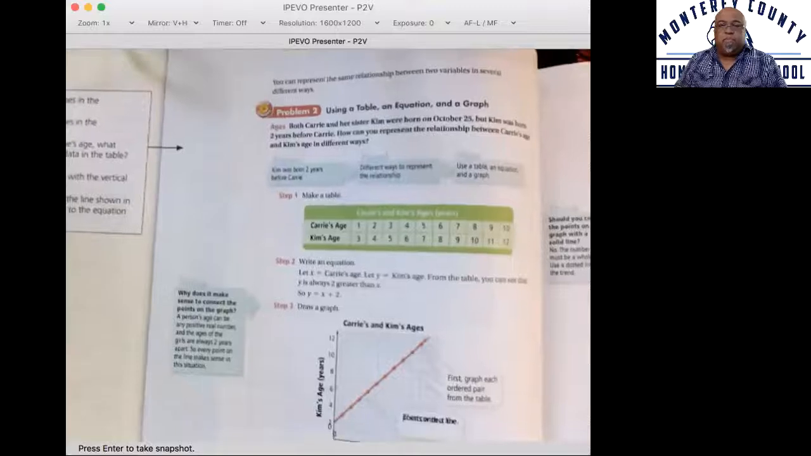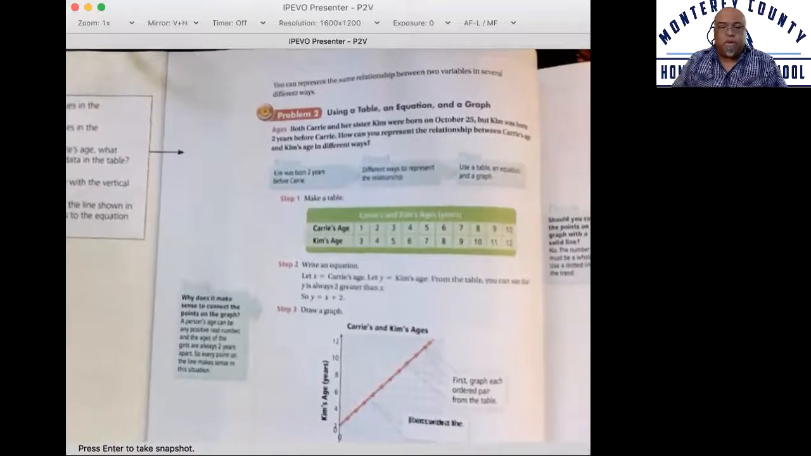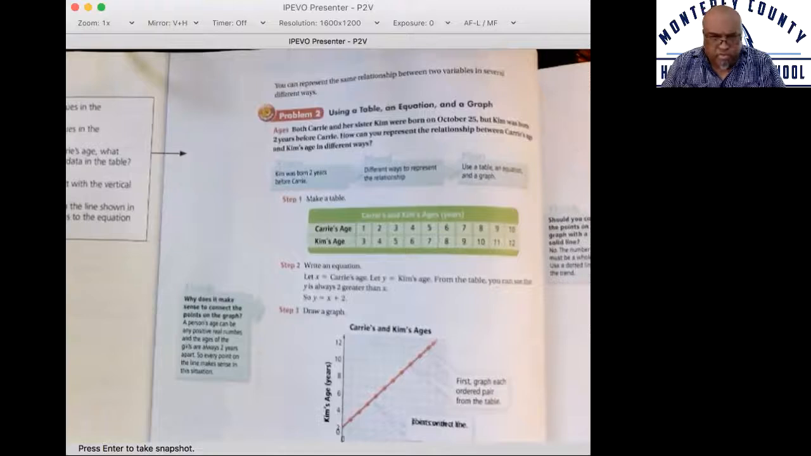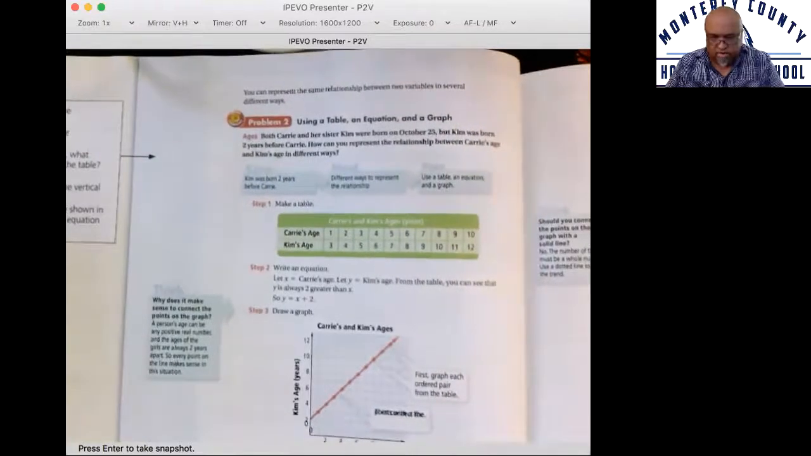Okay. Hopefully we are back here. Let's take a look at problem 2 on page 70. It says, using a table, an equation, and a graph. Okay, both Carrie and her sister Kim were born on October 25th, but Kim was born 2 years before Carrie. How can you represent the relationship between Carrie's age and Kim's age in different ways?